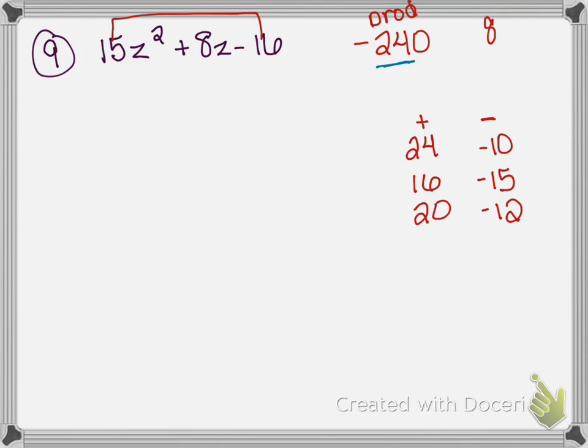So again, I'm going to split this middle term. So I'm going to have 15z squared positive 20z minus 12z minus 16.